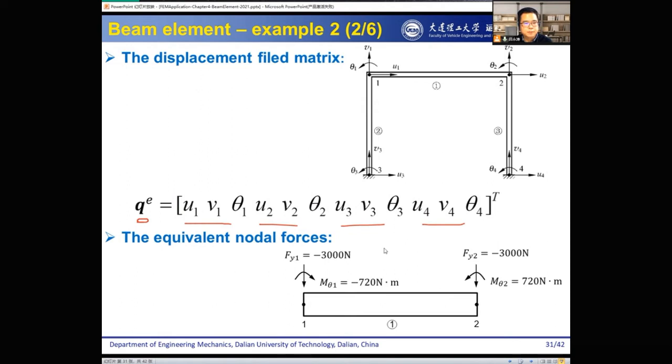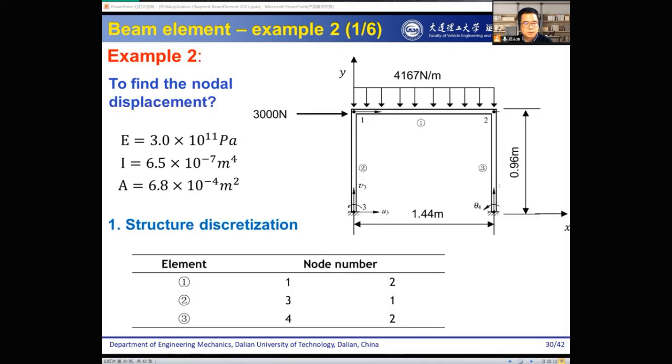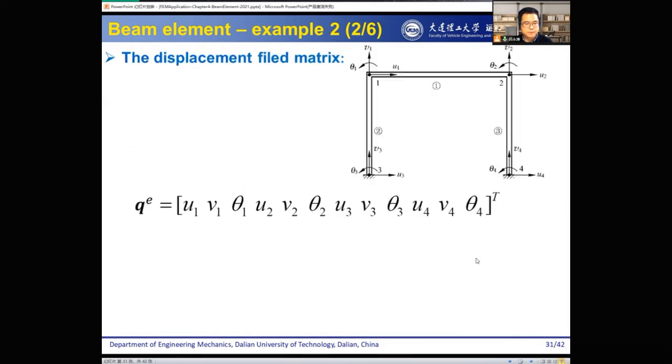Okay, let's have a look at what external force we have. So this is our external force, and it's not on the node, it's on the beam. So we have to work out the equivalent node forces at node 1 and node 2, and we use element 1 to solve this. And this is the simple case. We have a normally distributed force.